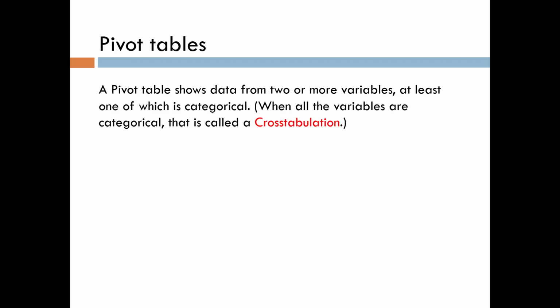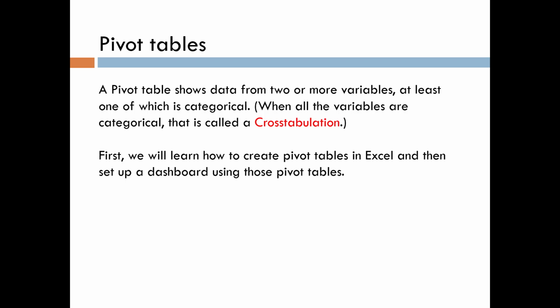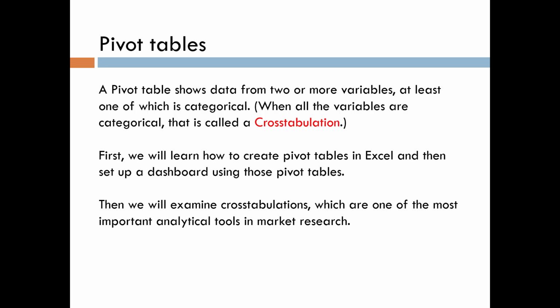A pivot table shows the relationship between two or more variables, at least one of which is categorical. When all the variables are categorical, that is called a cross-tabulation. For example, you can use a pivot table to show how sales vary by day of week, by month, or by product. First, we will learn how to create pivot tables in Excel and set up a dashboard to display them. Then we will take a closer look at cross-tabulations, which are one of the most important analytical tools in market research.